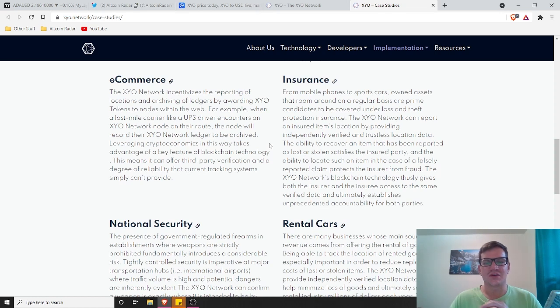Next, we've got insurance. So from mobile phones to sports cars, owned assets that roam around on a regular basis are prime candidates to be covered under loss and theft protection insurance. The XYO network can report an insured item's location by providing independently verified and trustless location data. The ability to recover an item that has been reported as lost or stolen satisfies the insured party. And the ability to locate such an item in the case of a falsely reported claim protects the insurer from fraud. The XYO network's blockchain technology thusly gives both the insurer and the insuree access to the same verified data and ultimately establishes unprecedented accountability for both parties.